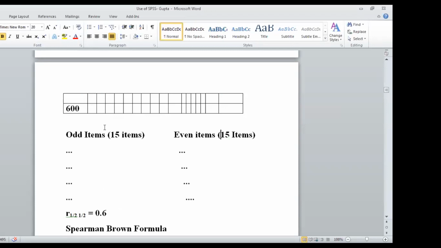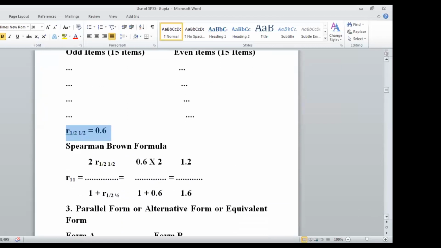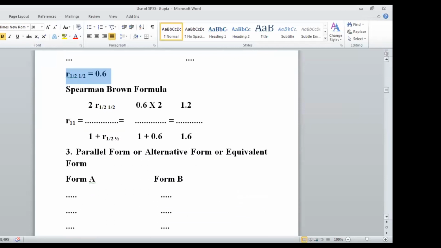Now there were 30 items. So you have divided into 2 parts. So there will be 15 items in each. So this is the correlation, not of the whole tool, but only of the part of the tool. But you want to find out the correlation, the reliability coefficient for the whole tool.